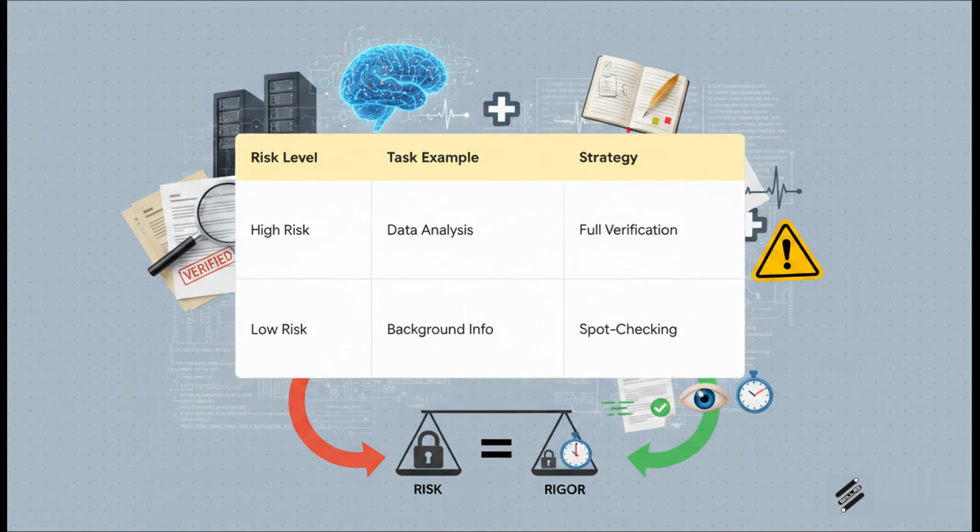On the flip side, lower-risk content, like drafting basic explanatory text or pulling high-level background information, that warrants a much more efficient spot-checking approach. Match your verification rigor directly to the risk level. Please do not waste your precious hours over-verifying low-risk tasks.